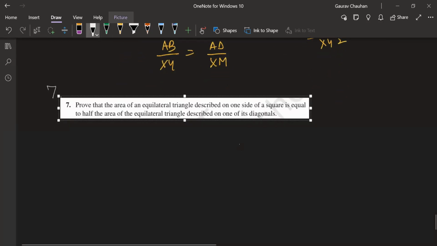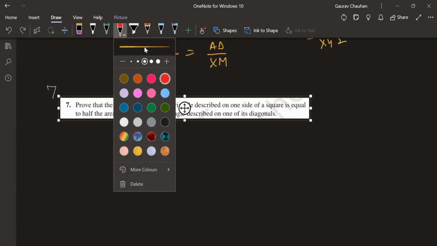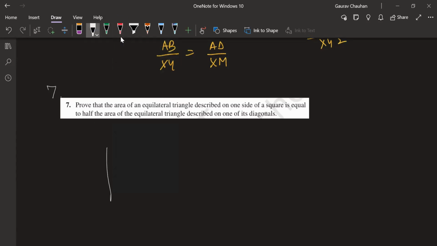First of all, what is it saying? There is an equilateral triangle described, meaning drawn on one side of a square. So let's first draw a square. My square is like this. Let me draw it down because I think we need some space. So this is my square. One equilateral triangle is here, we are saying. Suppose the side of the square is A, this will be A, this will be A, and the angles will be 60, 60, 60. Equilateral triangle, right? So this is one equilateral triangle here.